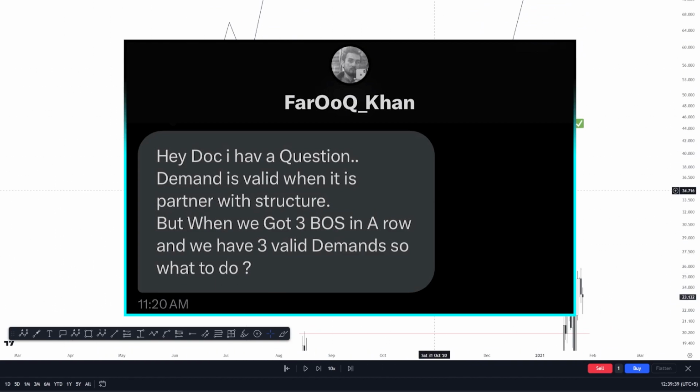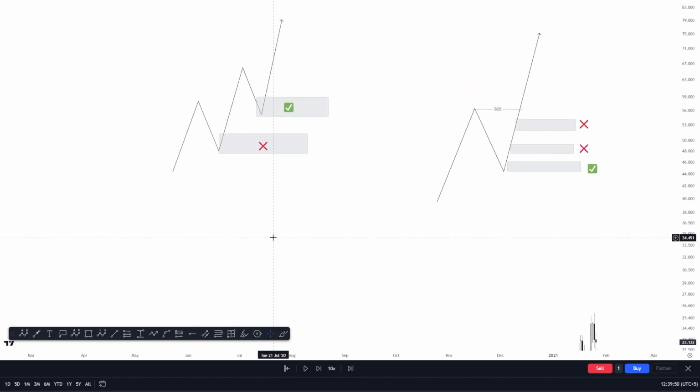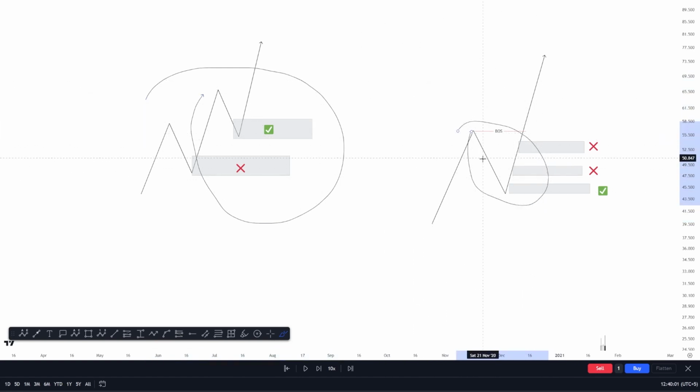This guy asked, what if he gets 2 to 3 demand zones in a break of structure? So which one of them is valid? This question can be seen from 2 points of view. Number one is, what if you get 2 to 3 demand zones in a structure? Which one is valid? And the other part can be, what if you get multiple demand zones in one break of structure? Which one of these demand zones is valid? So the answer is very clear.